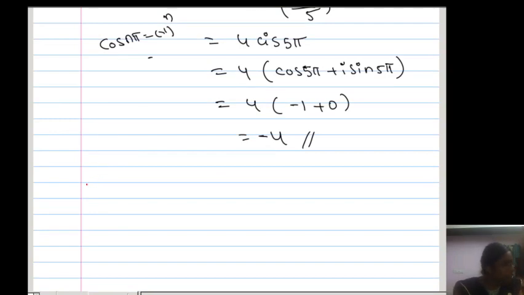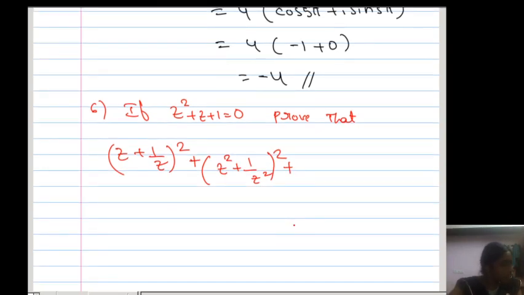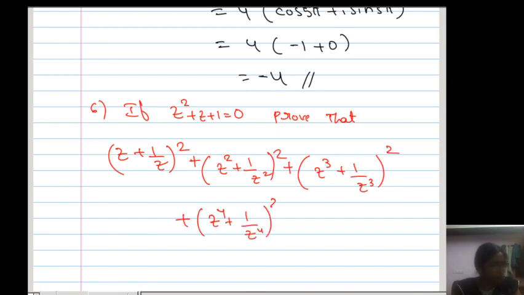last question in this: if z square plus z plus 1 is equal to 0, where z is a complex number, then prove that (z plus 1 by z) whole square plus (z square plus 1 by z square) whole square plus (z cube plus 1 by z cube) power 2 plus (z power 4 plus 1 by z power 4) whole square plus (z power 5 plus 1 by z power 5) whole square plus (z power 6 plus 1 by z power 6) whole square is equal to 12.